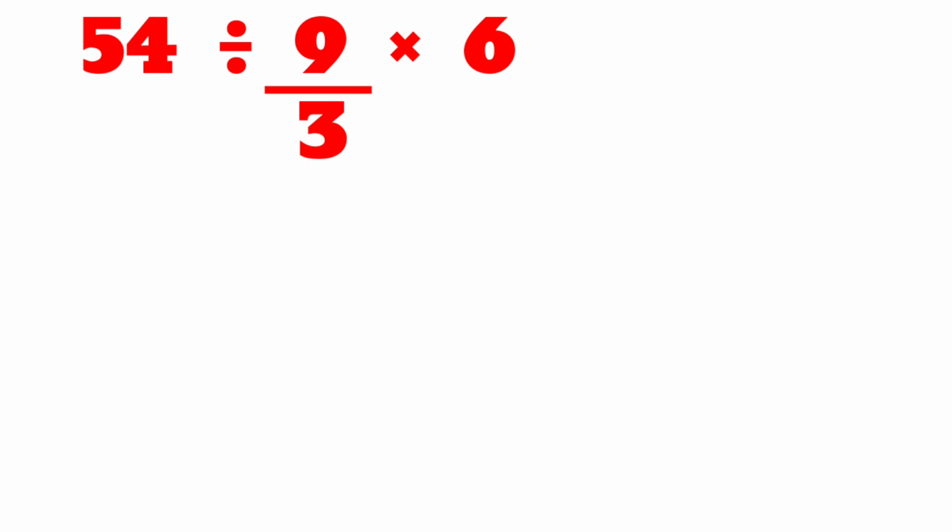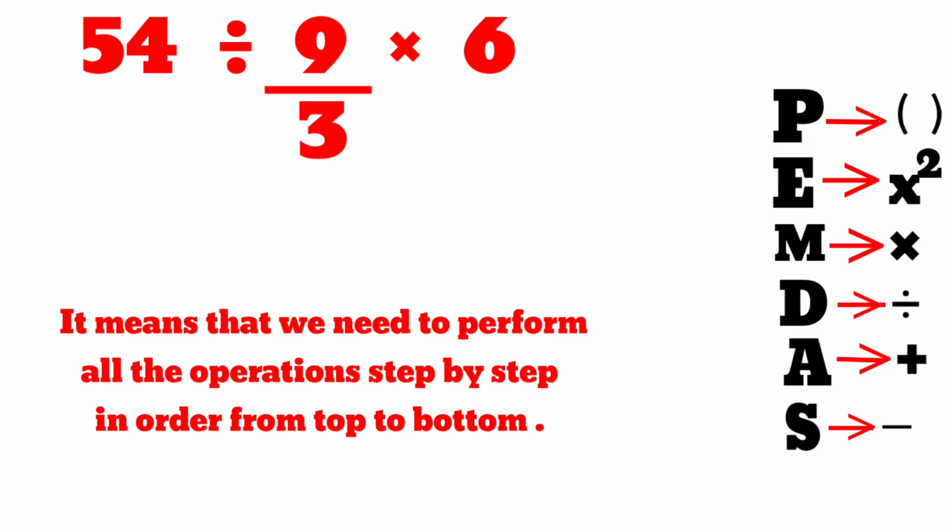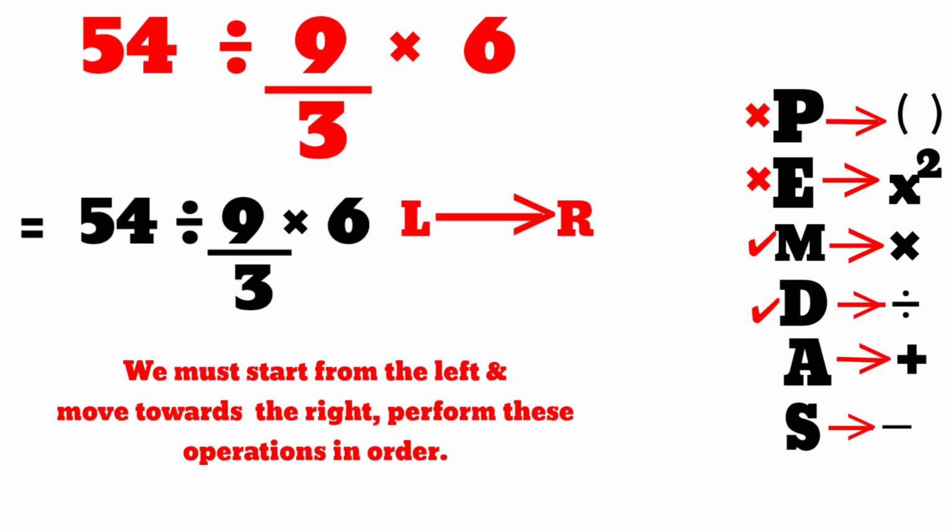Now we find the correct answer. 54 divided by 9 upon 3 times 6. It means that we need to perform all the operations step by step in order from top to bottom. Use the rule of multiplication and division hold the same equal priority level. So, we must start from the left and move toward the right. Perform these operations in order.